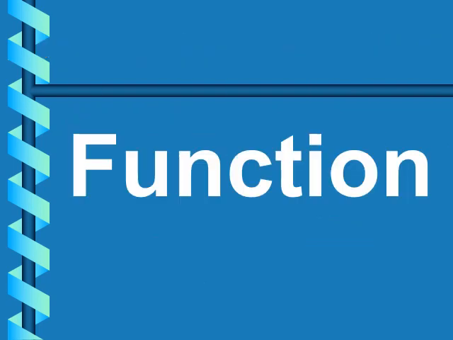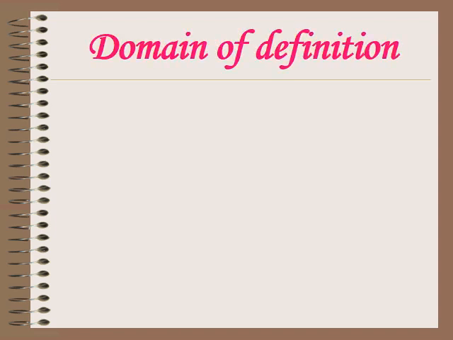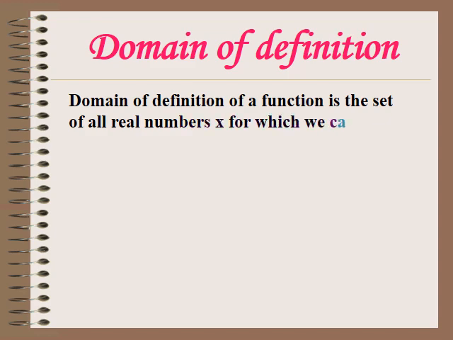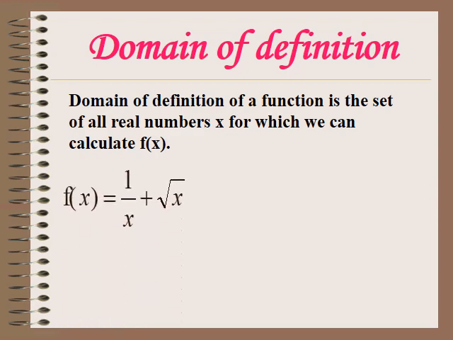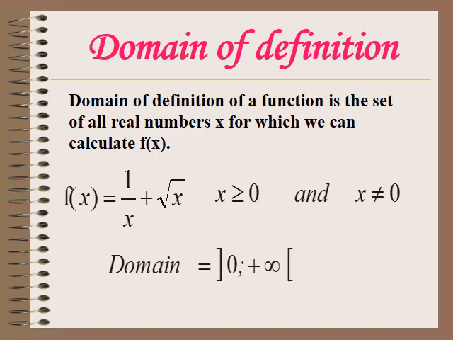Now, function. Domain of definition. The domain of definition of a function is the set of all real numbers x for which we can calculate f of x. For example, f of x equal 1 over x plus radical x. We can say that x under the radical should be greater than or equal to 0. X in the denominator should be different than 0. So the solution is the domain of definition from 0 to plus infinity.